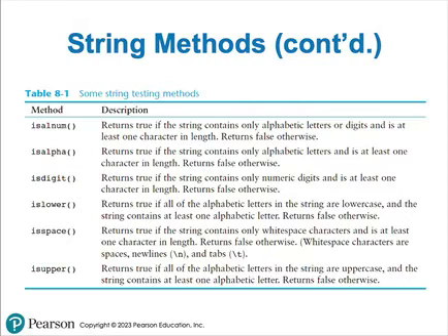Here are some methods. Is it alphanumeric, which means does it have letters and digits? Is it alpha, which means it's letters only? Is it digit, or sorry, isdigit means is it only digits? Is lower, if every single character is lowercase. Isspace returns true if it's only white space.